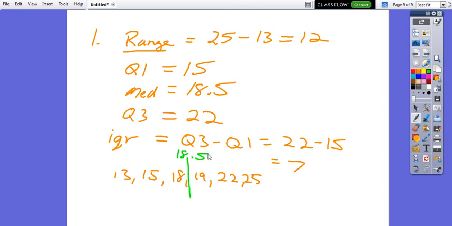Put a bar to represent that median. Now to find the lower quartile, Q1, I look at the left side and I find the middle number. Well, it's 15. So Q1 is 15. Put a bar through it. To find Q3, I find the middle number of the upper half, which is 22. And that's Q3. Then I can take my lowest number and my highest number and find my range. And the IQR we learned was the difference between the quartiles, Q3 minus Q1. All right, so that's how you do it by hand if you don't have the calculator handy.